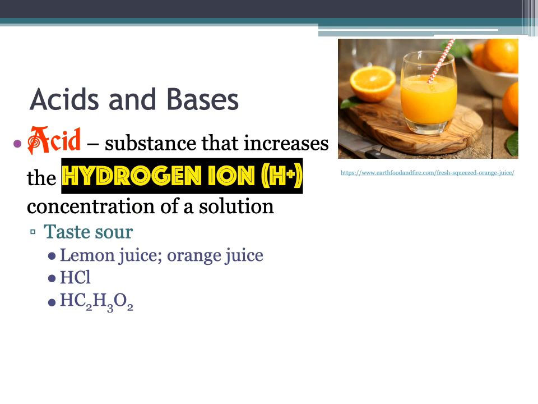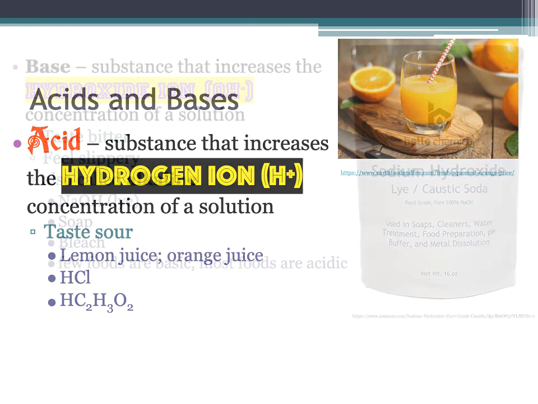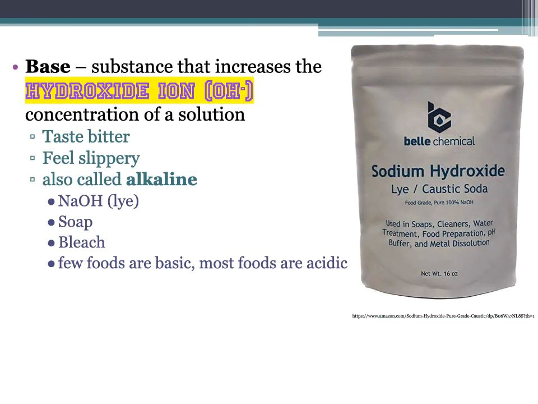Acids and bases. An acid is a substance that can increase the hydrogen ion, or H+, of a solution. They tend to taste sour. Lemon juice and orange juice are examples of acids. Also acetic acid, your vinegar. A base is a substance that increases the hydroxide ion, or OH-. These taste bitter, they feel slippery, and they're also called alkaline.